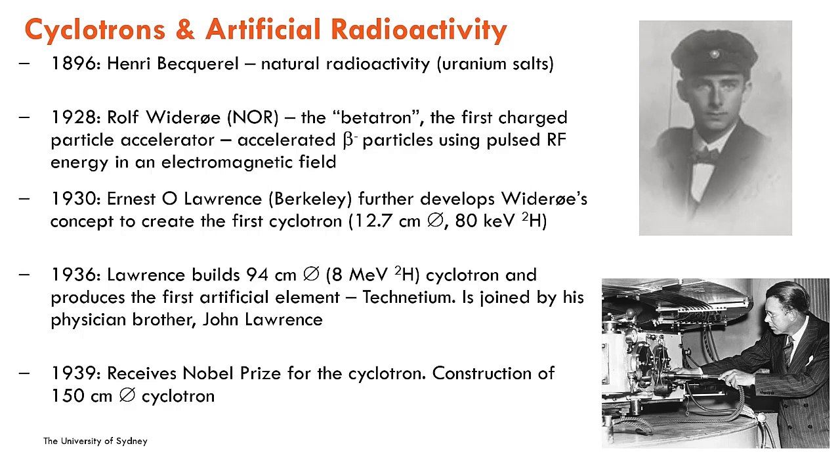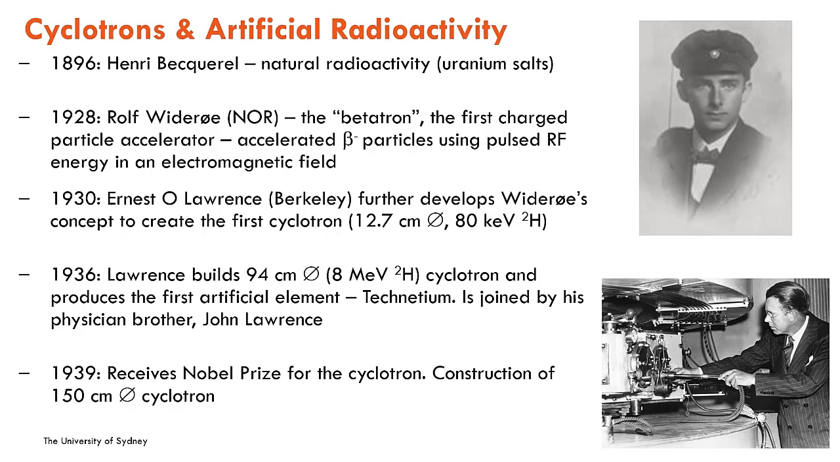It was only 12.7 centimeters in diameter and only accelerated deuterons to 80 keV, but this was the first time that particles had been accelerated and thus could be directed at a target to produce artificial radioactivity. Before this, any radioactivity that had been used was either natural, from radium, for example, or had been artificially induced by neutron irradiation.